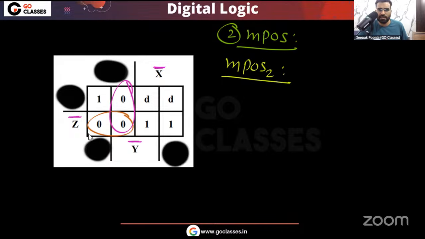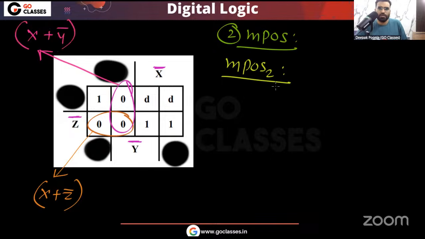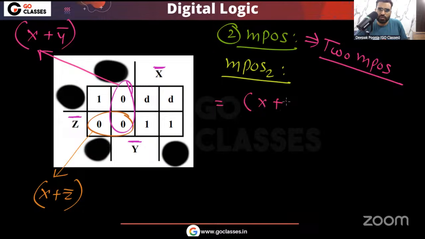If we do grouping like this, then let's see here. What is the sum term corresponding to this orange cube? This is in the area X, also in the area Z bar. So X or Z bar. What about this pink cube? What is the sum term corresponding to this pink cube? This is in the area X, also in the area Y bar: X or Y bar. So another minimal POS expression that we got, because basically we have two minimal POS, is X or Y bar and X or Z bar, right?